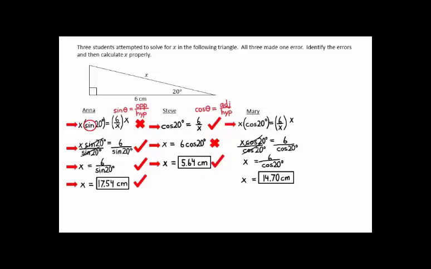For Mary's solution, in her first step, she used cosine 20 degrees equals 6 over x, just as Steve did. Her second step, she multiplied both sides by x, resulting in x times cosine of 20 degrees equals 6. This step is also correct. In her third step, she divided both sides by cosine 20 degrees. This step also is correct, as this is the way to isolate for x. Her last step, substituting into the calculator.